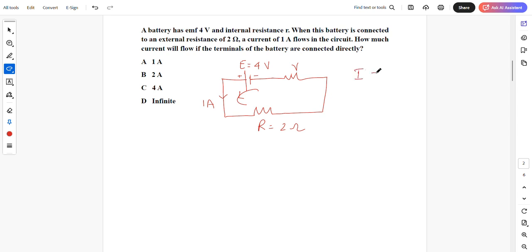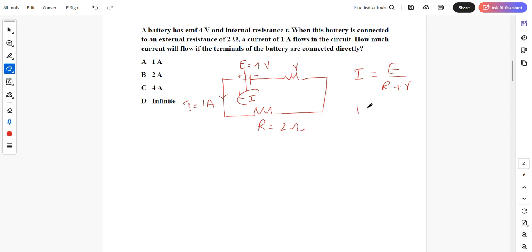I is equal to E divided by R plus r, because both are in series. How much is I? They have given 1 ampere. 1 ampere of current is flowing here. This is I, flowing in the anti-clockwise direction. I is equal to E divided by R plus r.